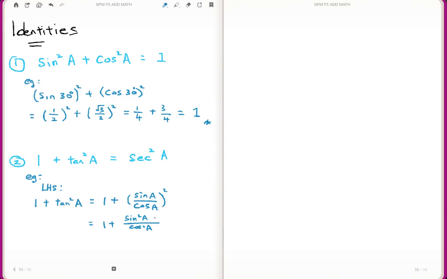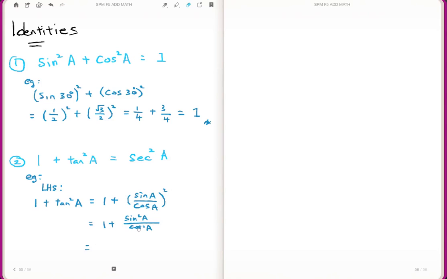Now, in order to prove it equal to secant squared, secant is 1 over cos. So I need to cancel off this sine squared effect. But how can I do that? What is 1? There's no 1 here. So 1 is basically equal to sine squared A plus cos squared A. Oh no, sorry, the other way around. Now, I think I'm going to find another easier way.